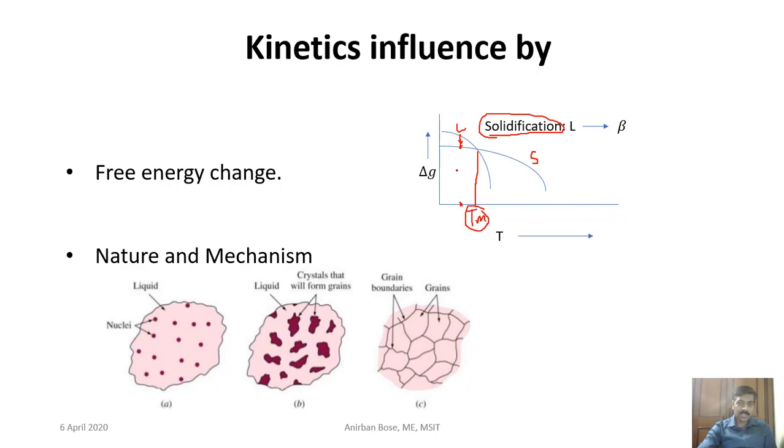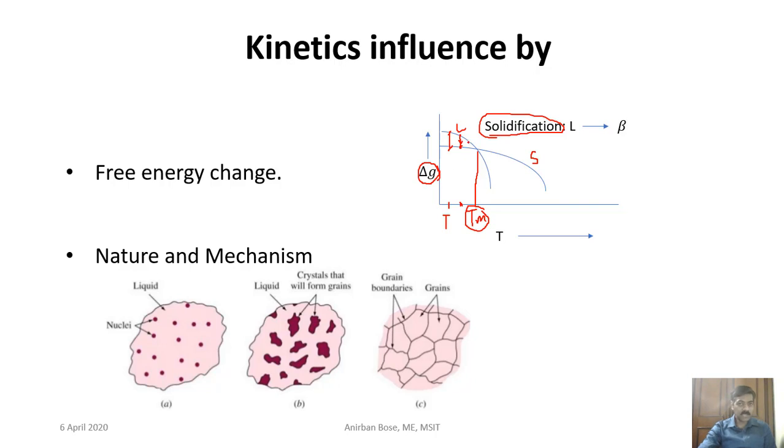Now you see that this gap is gradually increasing. If you keep the temperature at this point, you see this gap is large. This gap being large means the delta G is large. Delta G means the change of free energy, which is large. So definitely if the change of free energy is large, then solidification will be quicker, the rate may be higher, okay. So this kind of intuitive idea we are getting from this graph.